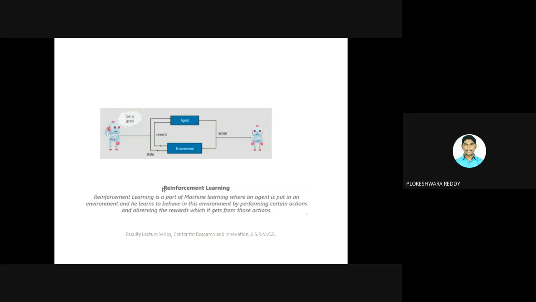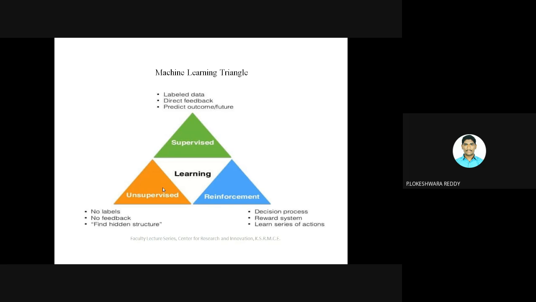Here, the basic objective of reinforcement learning is to get the reward. That is, the exact replica of what we are expecting has to be done at the output with the help of an agent. That we can take as reinforcement learning. And this is the machine learning triangle, where you come across supervised learning, unsupervised learning, and reinforcement.